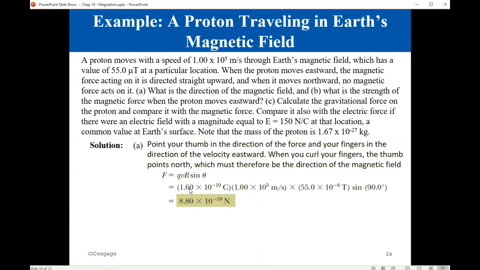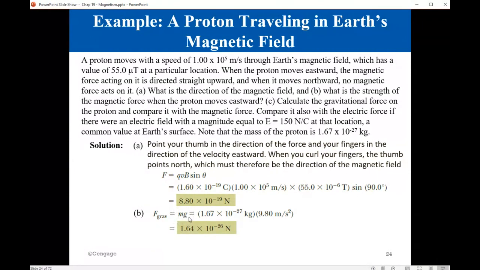Q, the charge of one proton, is 1.6 × 10⁻¹⁹ Coulomb. The velocity is 1 × 10⁵ meters per second. And B is 55 microtesla. Micro means 10⁻⁶. The angle is 90 degrees. Sine of 90, evaluate. This is 8.8 × 10⁻¹⁹ Newton.